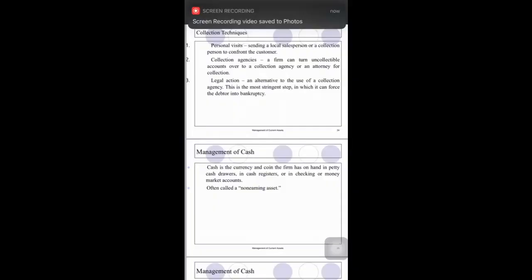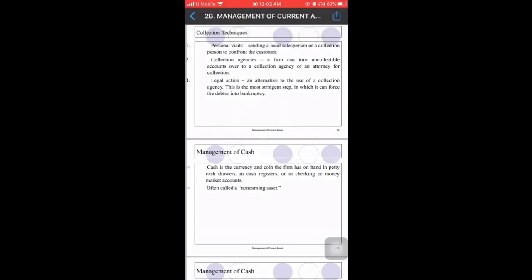First is a personal visit. A personal visit is when we send a local salesperson or a person to meet and confront the customer to collect the uncollectible money. Second, we have collection agencies. Collection agencies take place as a middleman between a firm and a customer, as a third party. Usually, a firm will hire a collection agency if the firm itself fails to collect the uncollectible account. In return, the collection agency will acquire a certain amount of commission from the firm.